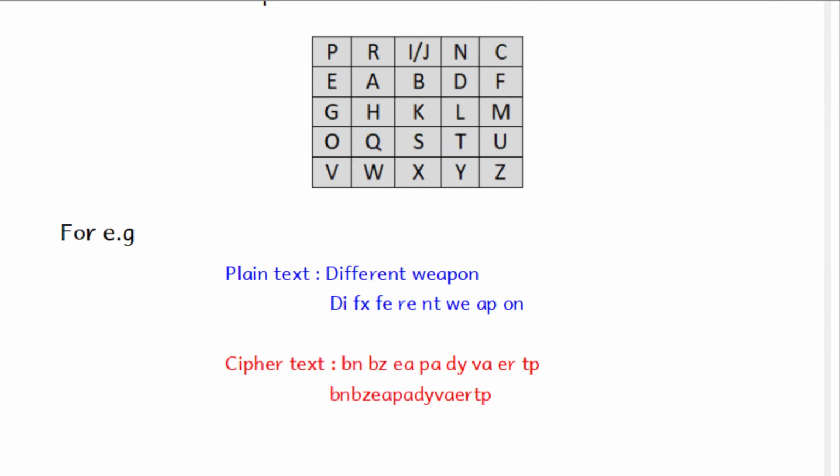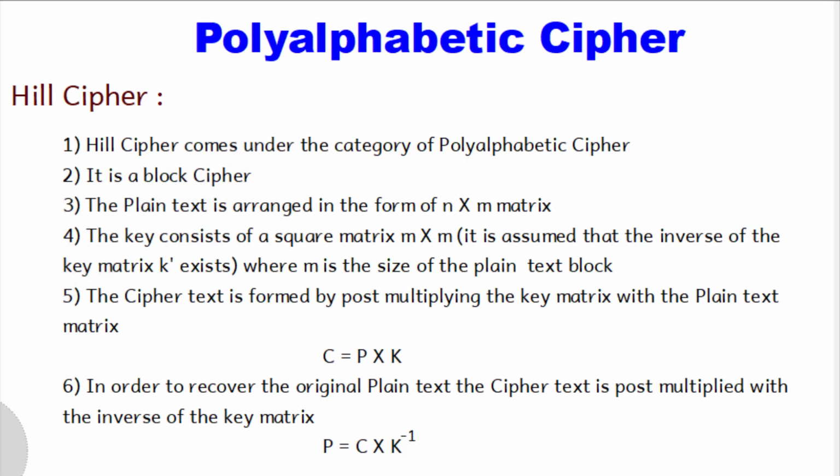Okay, now the next polyalphabetic cipher is the Hill cipher. Hill cipher of course comes under the category of polyalphabetic cipher, and it is a block cipher. Why is it called a block cipher? We take some blocks of data. We have something called a stream cipher, and we have something called a block cipher.